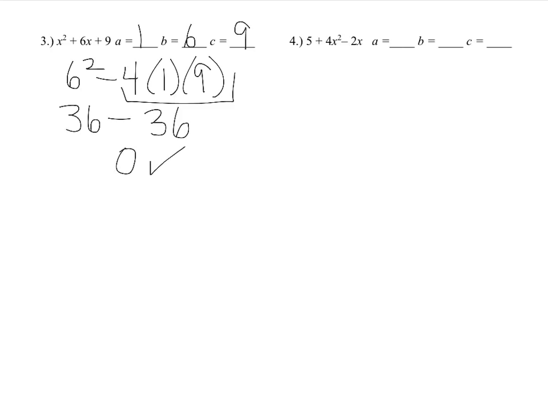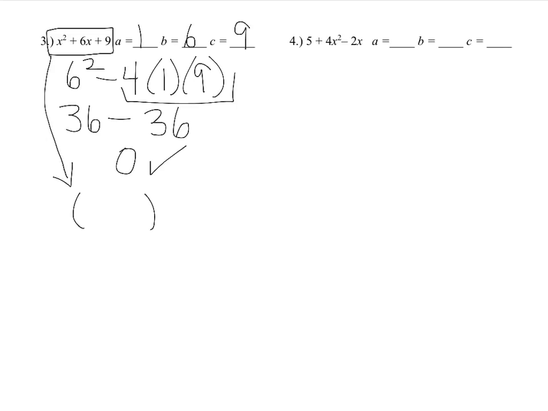Now, is 0 a perfect square? The answer to that is yes, right? The square root of 0 is equal to 0, so this is yes, it's a perfect square, okay? So that thing can be factored. So this guy right here can be factored, so we are going to factor it.